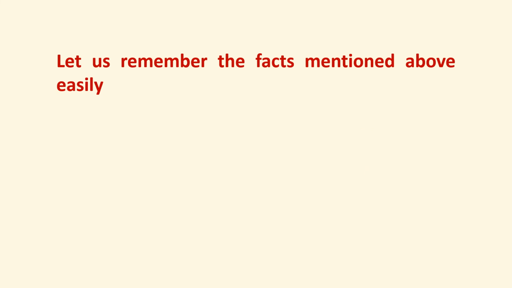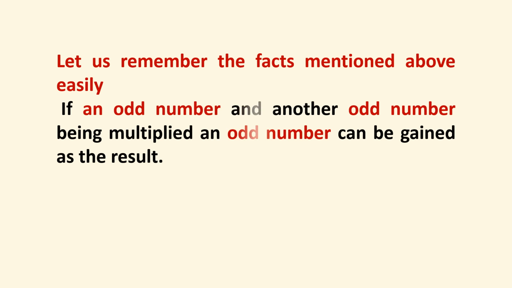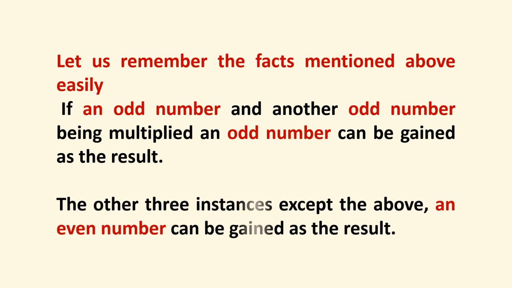Right. Now once again, we are going to summarize the things that you have learned under multiplication of odd and even numbers. So once again, it will be easy for us to remember the things that we have learned by summarizing this. Have a look at this one. If an odd number and another odd number be multiplied, an odd number can be gained as the result. That means if we are going to multiply two odd numbers together, the result is also an odd number.